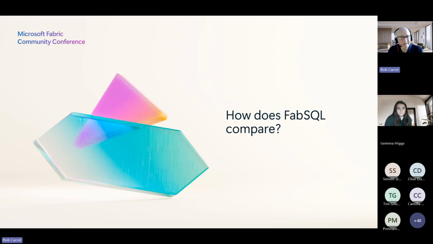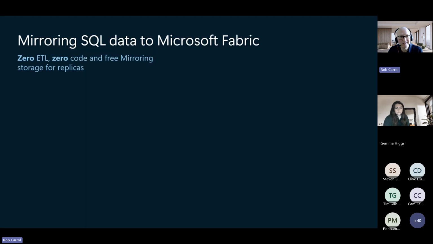So what are some of the alternatives to Fabric SQL database? So we can use mirroring. This is a technology that allows you to mirror data from certain sources. So you don't need any pipelines. It's zero ETL, zero code, and the storage for mirroring is actually free for your replicas. That's based on the size of your Fabric capacity. So if you have say an F64 capacity, then you would get 64 terabytes of free storage for mirrored data. So it actually is quite a good saving, based on having that free storage available.